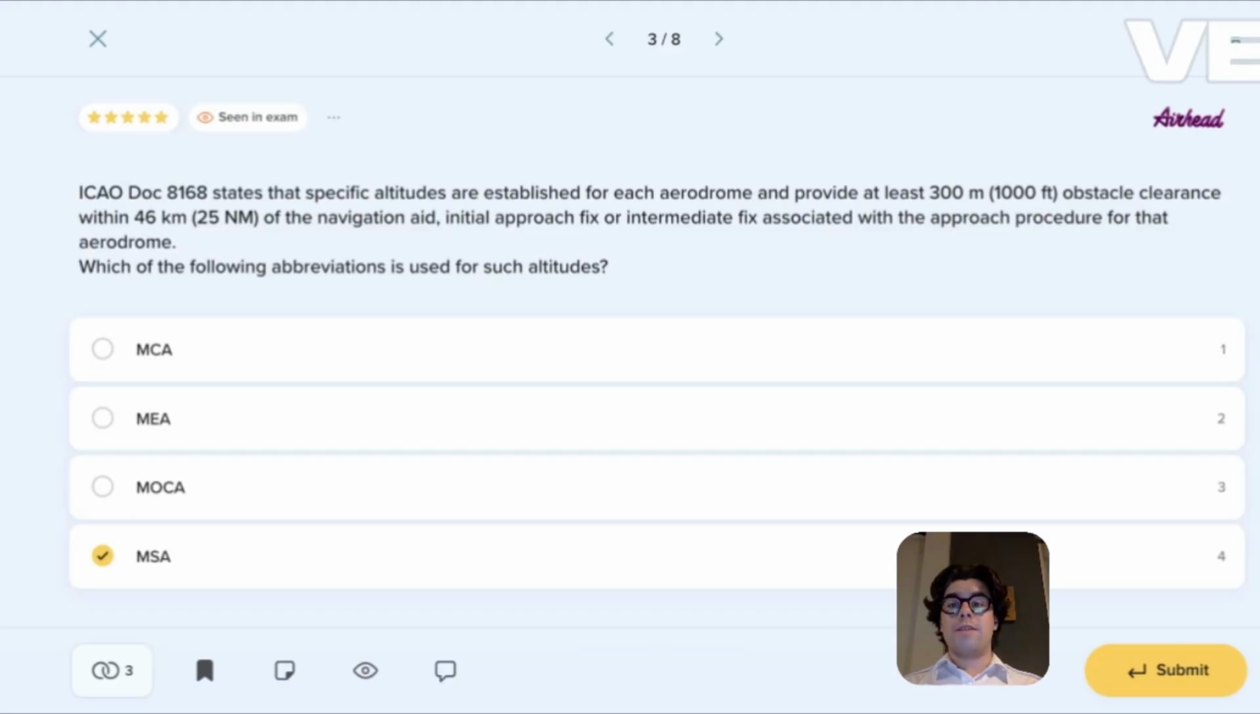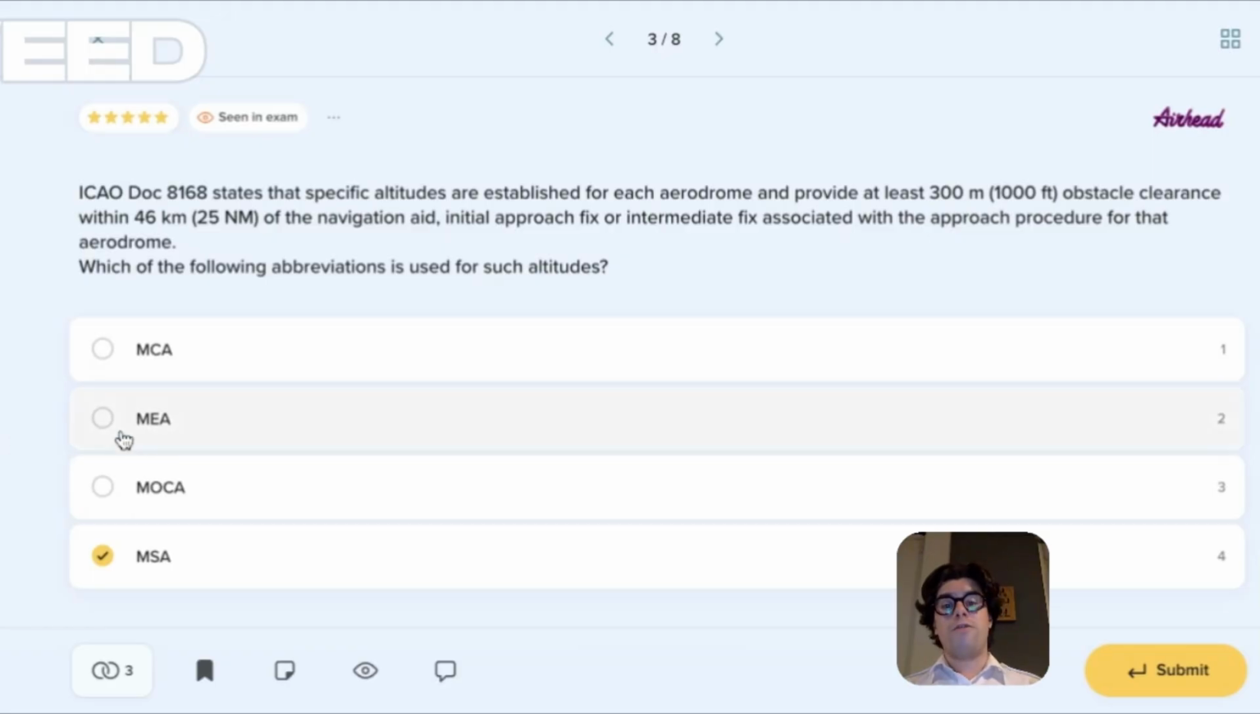This obstacle clearance becomes slower and slower the closer you are to the obstacles. And this can also be given in areas or parts of a circle, so there can be 2 MSAs in the same airport. Unfortunately, for the exams, you'll need to know all of these, so minimum crossing altitude, minimum en route altitude, or minimum obstacle clearance altitude. And all of these will give you something slightly different.